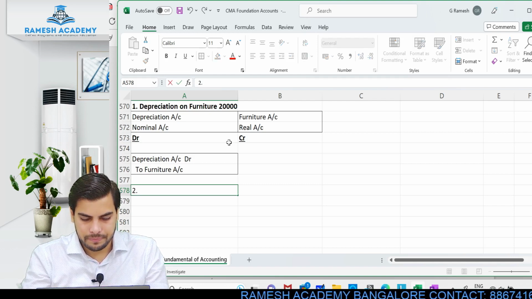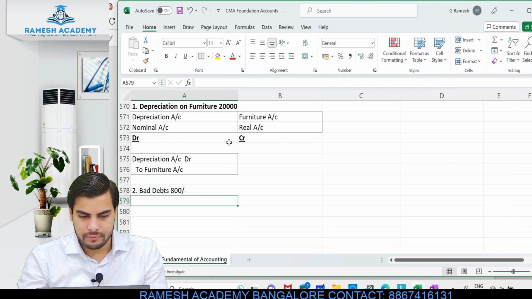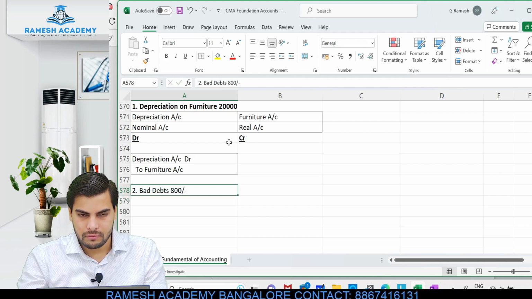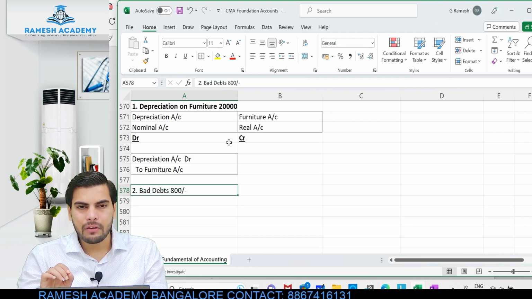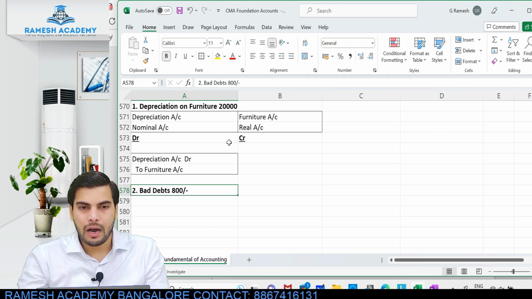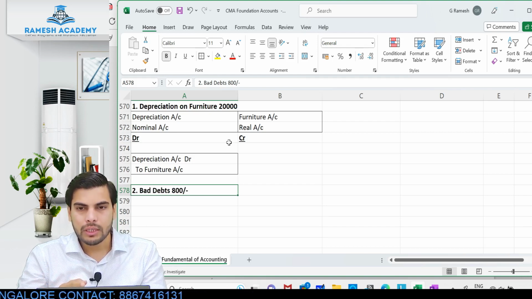Let's say bad debts 800. First thing is to understand the meaning of this particular term. What is bad debts? The amount which we cannot recover from our customers is what is called bad debts. In spite of continuous reminders, the customer is not paying me the amount. So that becomes bad debts.